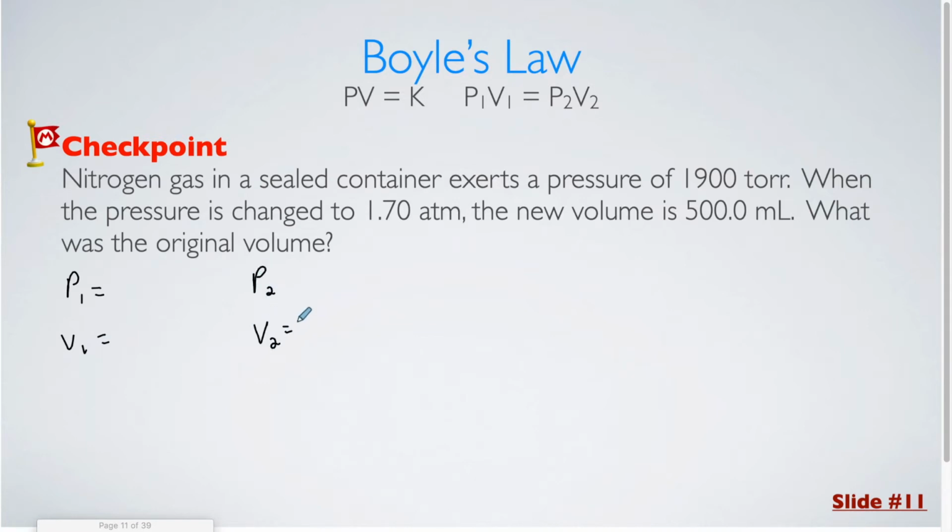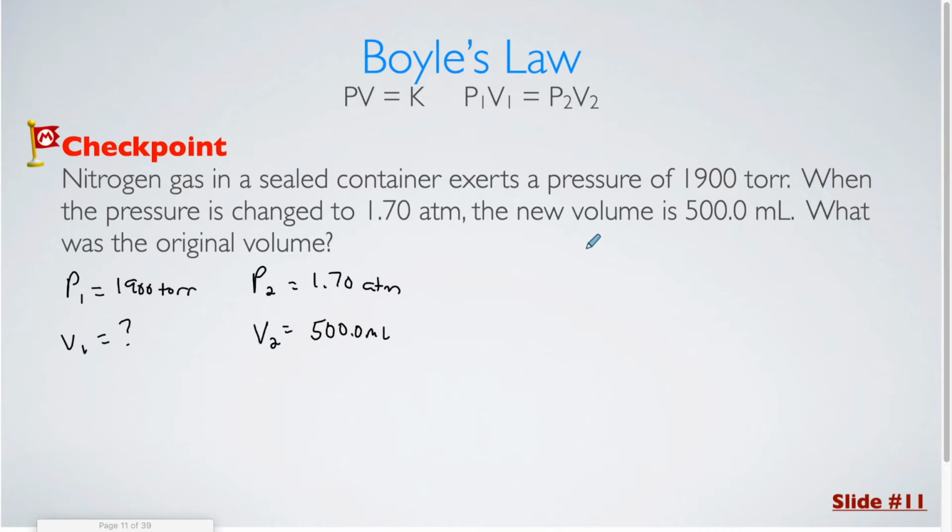Okay, we have a sealed container. It's exerting a pressure of 1900 torr. When the pressure is changed to 1.70 atmosphere, the new volume is 500.0 milliliters. So these two numbers belong on the same side of the equation. What was the original volume? Now here, just like I mentioned on the previous slide, I have a potential problem. My torr and atmospheres are not compatible with one another, so I need to convert from one to the other.